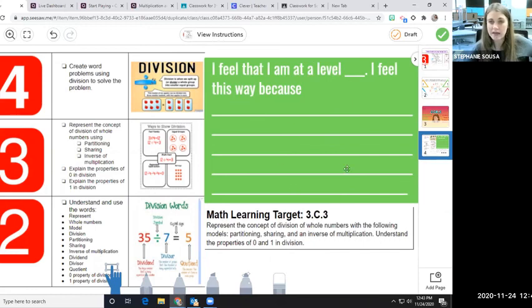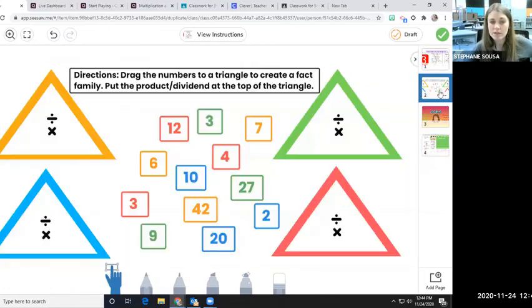Saying it's super easy does not explain that you understand the math. So I'm looking for math vocabulary. Something that might be appropriate is, I feel that I am at a level 2 because I know what a quotient is, but sometimes I got it wrong. So you could tell me a quotient is the answer to a division equation, but you didn't get it right every single time. So you still need some practice. So make sure you're using math vocabulary to explain why you feel you are at the rate of success that you are at. Okay? So that is what you are going to complete during work time today.